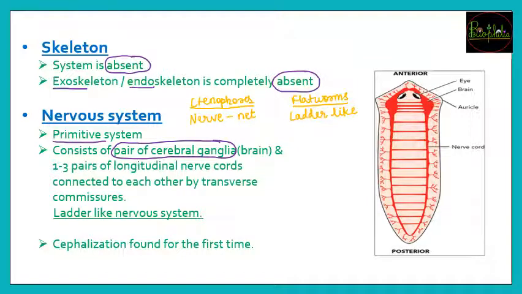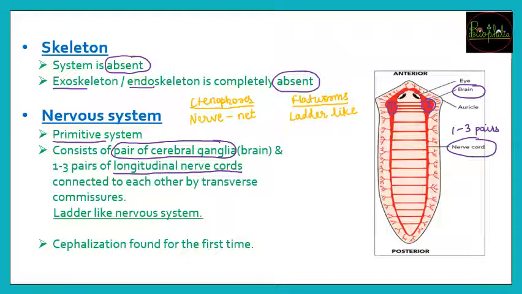So if you see in the diagram, there is a word mentioned that is brain. So the first one and the second one, these both are nothing but the cerebral ganglia, that is identical to the primitive brain. So this cerebral ganglia is going to continue down to form the longitudinal nerve cords. Now these longitudinal nerve cords can exist in 1 to 3 pairs.